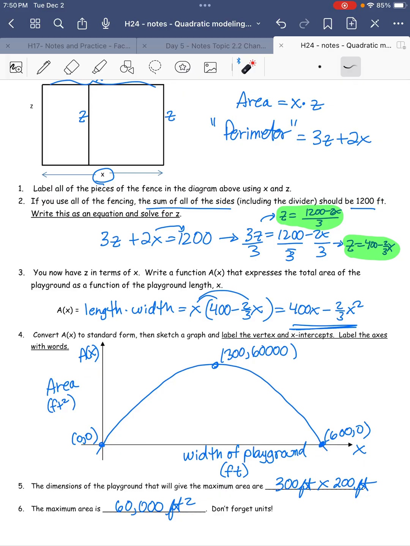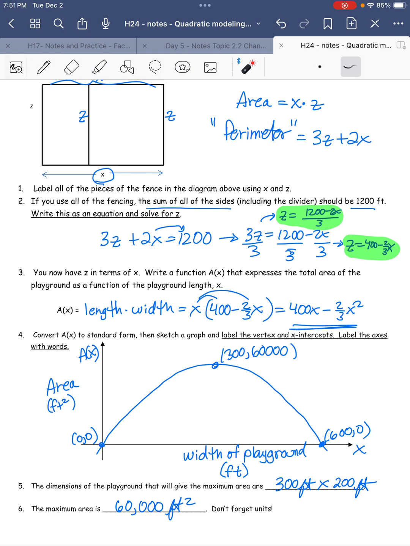Now the last 2 things are these labels here. The x's in this problem were the width of the play yard, right? So that's going to be the width of the playground, and it's in feet. And then the y values, the A of x, that was the area of the playground. And when you do area, the length times the width, it's feet times feet. So that's how you're getting feet squared. Every time you do area, it's always in units squared, like centimeters squared, feet squared, meters squared, whatever your units are.